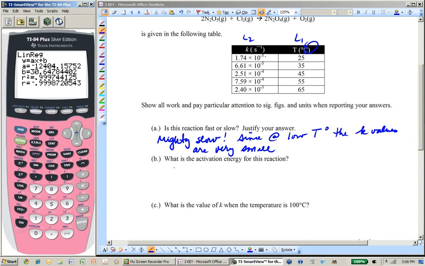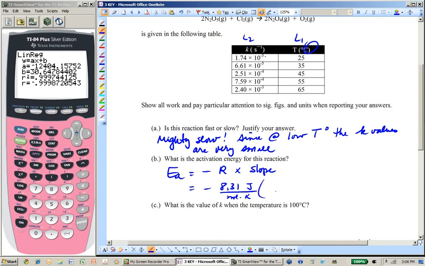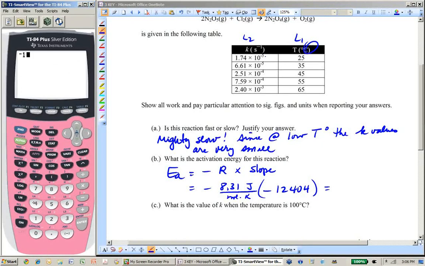And there we are. So the activation energy is equal to minus R, that's the energy R, times the slope, which is minus 8.31 joules per mole Kelvin. Kelvins are going to cancel here when I multiply by the slope. And that is a negative 12404. So negative 12404 times negative 8.31. You know it's going to be a positive answer anyway. That would be 103 kilojoules of reaction, if we must.